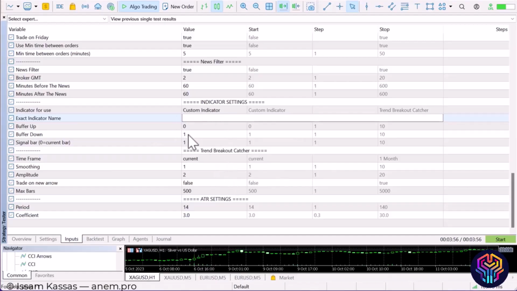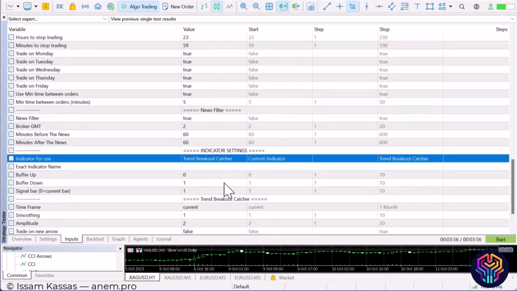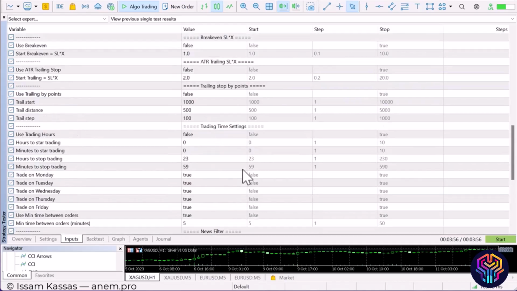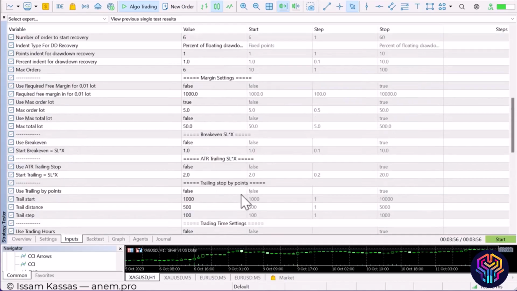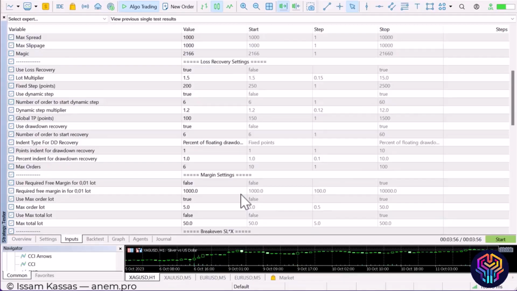So we are going to use this trend breakout catcher as the native indicator that will give us buy and sell signals. Now we're going to use those buy and sell signals to take trades. But sometimes when you take a buy or sell and it goes against you, you have to use some kind of technique to get back, and that's what we call loss recovery. Because you are in a loss, you want to recover from the loss.